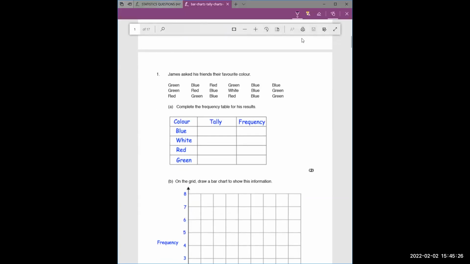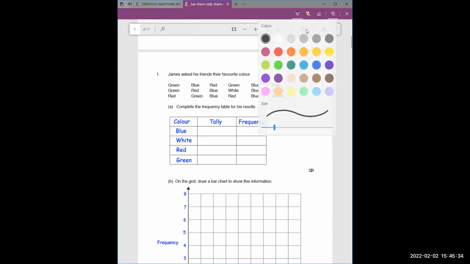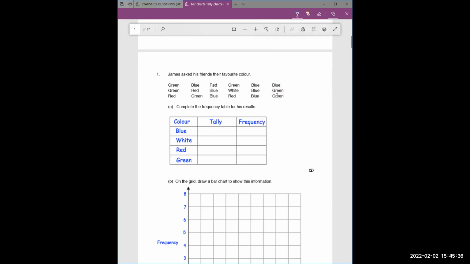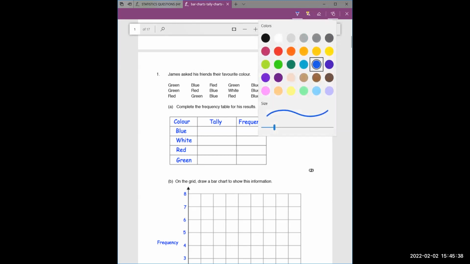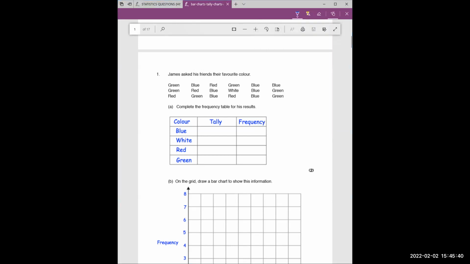Yeah, let's just start with an easy one. Let's start with number one. So fill out that table right there. Put the tally and the frequency. How do you put tally? Using sticks. Yeah, very good. The sticks or the strokes. Good.